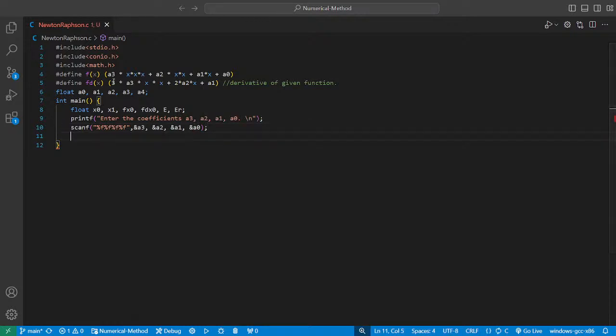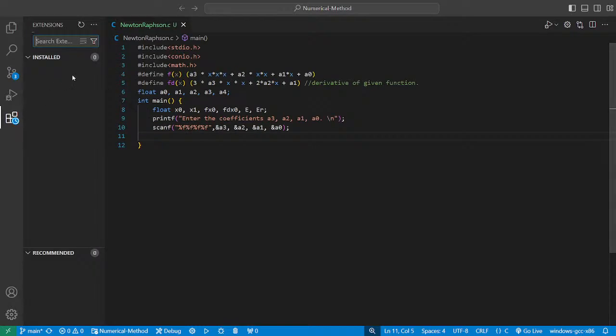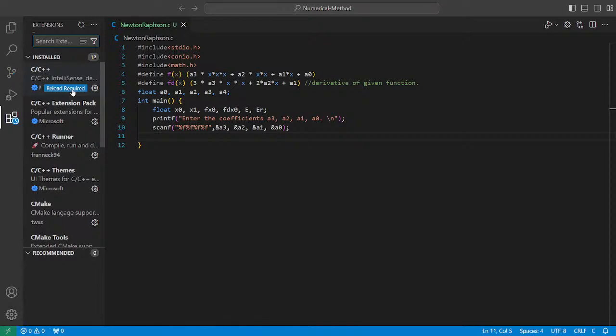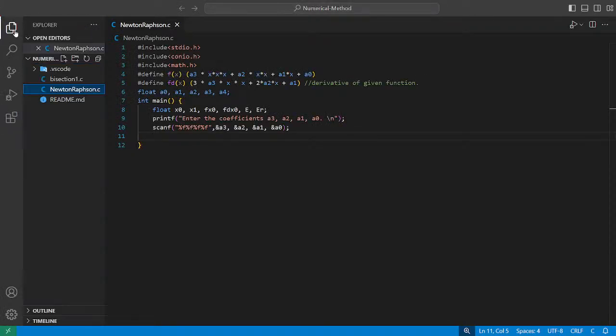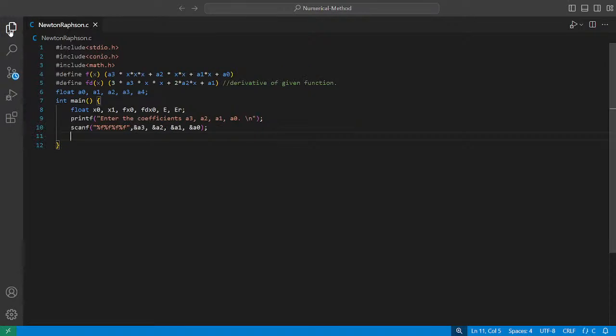Okay, that's not fancy. We just create the function, create an input so that the user will input the coefficients. Let's reload for a second. Now it works fine. So for now we just take the input in the main program.